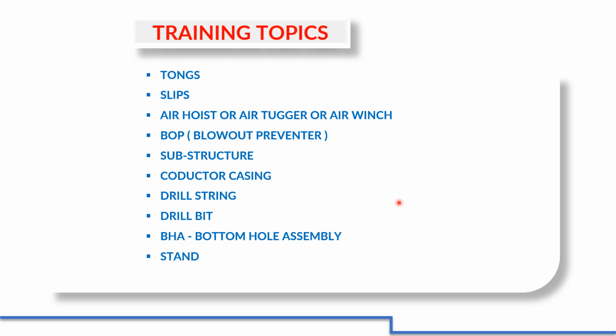In my earlier videos, I made 2 or 3 videos in which I have shown all the locations of this specific equipment: where the BOP is installed, where the slip is installed, where is the tong, where is the conductor casing, where the drill bit is located in a rig. If you have any doubt, you can ask me through the comments, and I will share those video links in the description, so that you can open that video and have a comprehensive idea of where this specific equipment is located in a rig. So let's start the session.